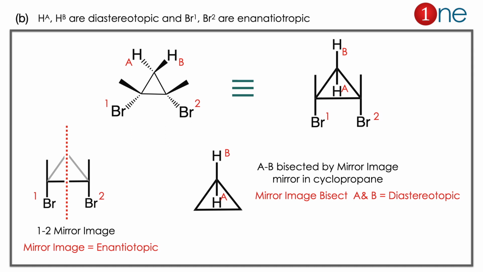First let us look at the bromines. Bromine 1 and 2 are mirror images of each other. So if it is a mirror image, definitely it's enantiotopic. Second, we redraw the A and B hydrogens. For the A and B hydrogens, you have the plane of the cyclopropane ring bisecting the hydrogens. If the plane bisects the hydrogens, it's diastereotopic. So if there is a mirror image relationship, it is enantiotopic. If a mirror plane bisects, it's diastereotopic. So the answer is clearly B: HA and HB are diastereotopic and both Br are enantiotopic.